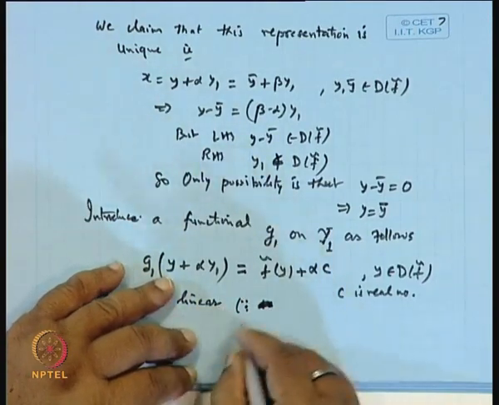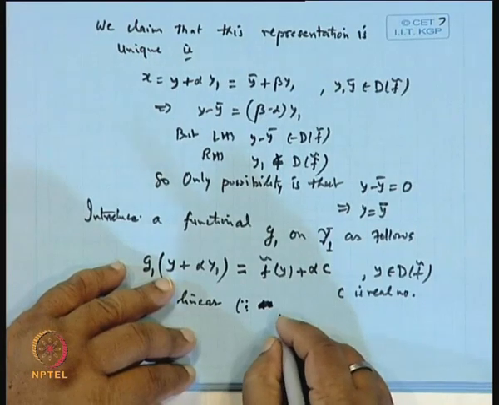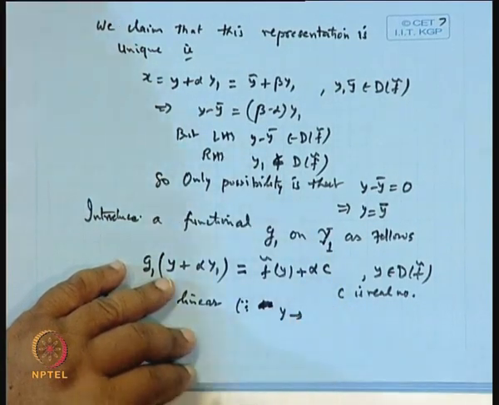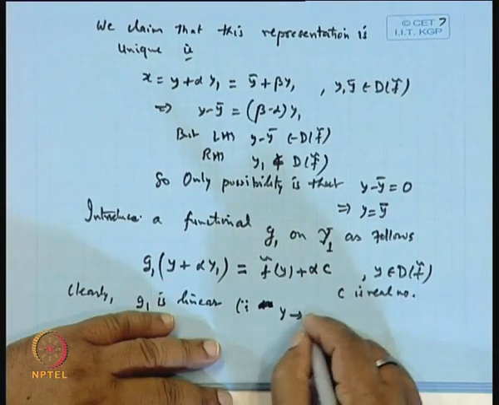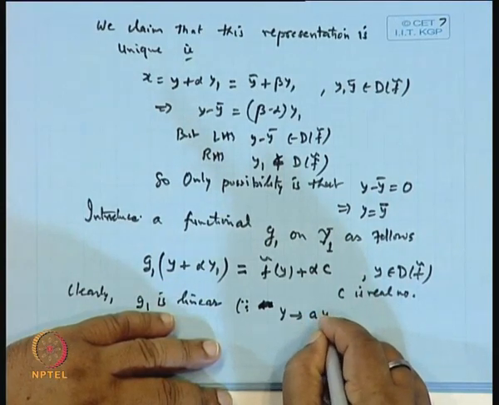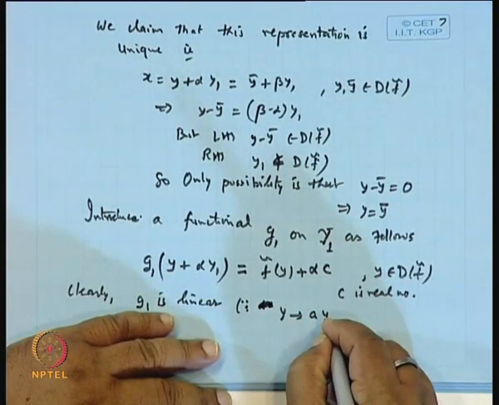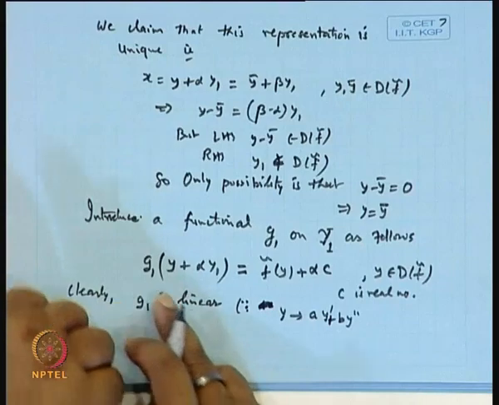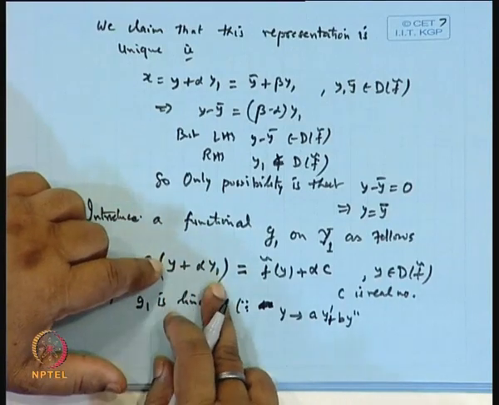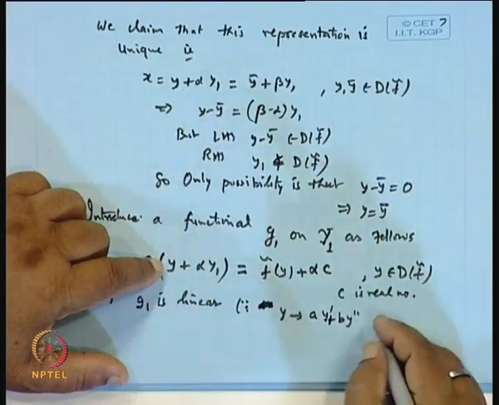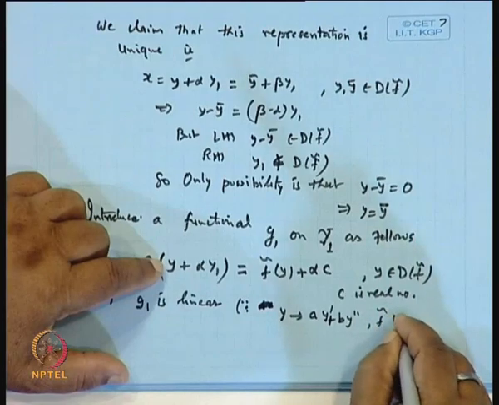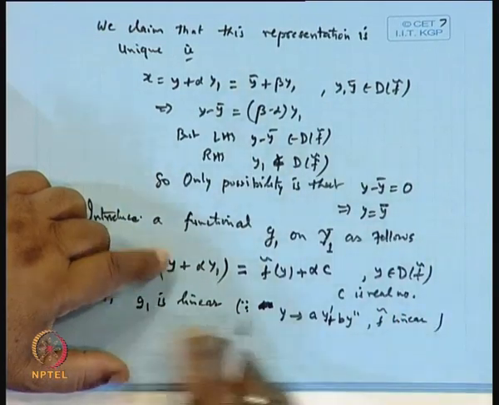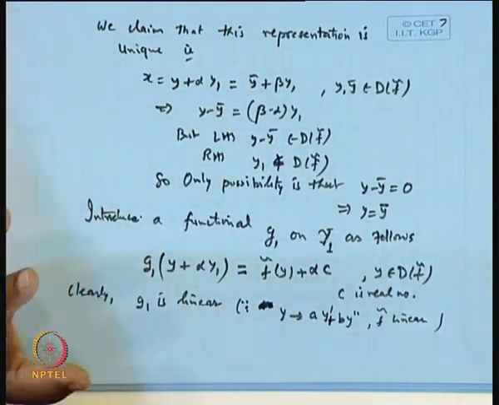Say x replaced by y, a by dash by 1 by dash plus b by double dash, okay, and then pick up the two elements like this. Then we say because f bar is linear, therefore it will break up into this and get the linearity.